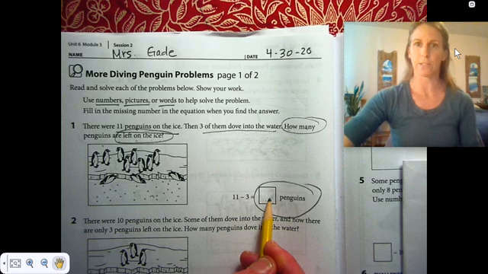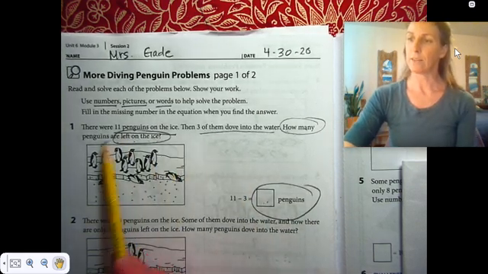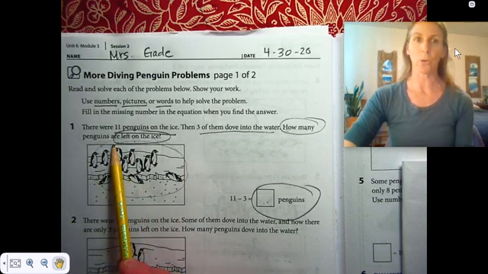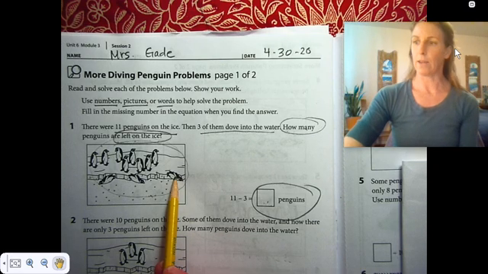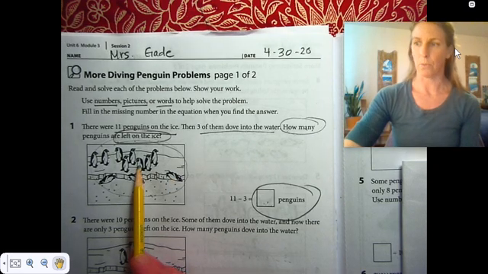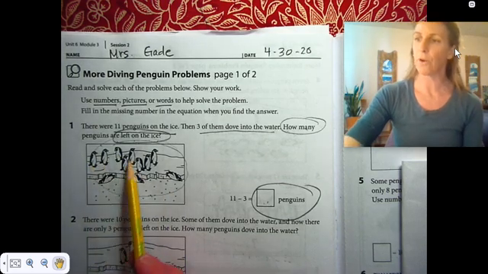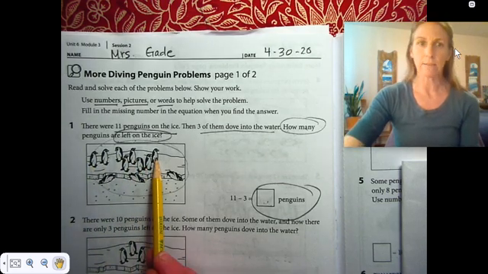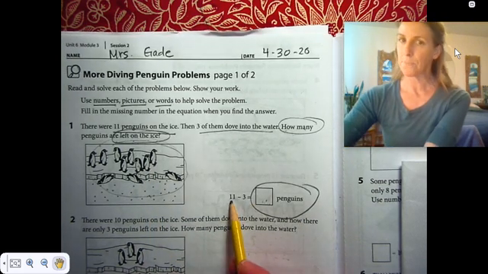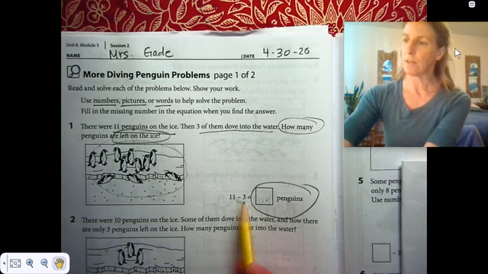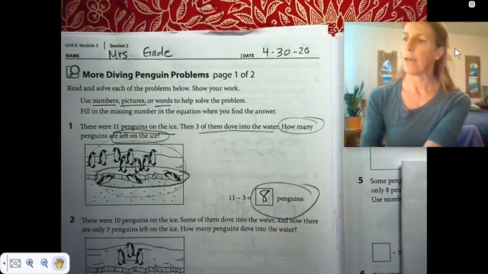It's the difference. So if you start with 11, and look at these, all these penguins right here, total 11, and 3 of them dive in, then how many are left on the ice? Well, let's just count them. 1, 2, 3, 4, 5, 6, 7, 8. There's 8 left on the ice. So 11 minus 3 that dove in the water equals 8.